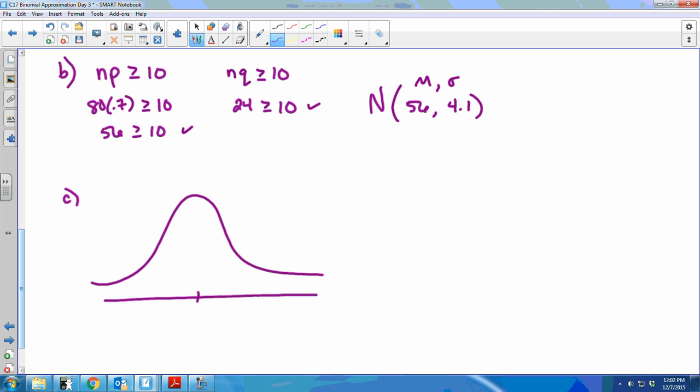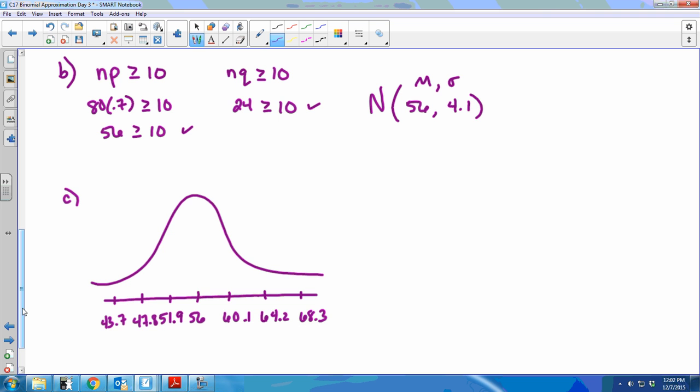Okay, so the mean was 56 and the standard deviation was 4.1, so that's 60.1 and 64.2 and 68.3, okay? And then 51.9, 47.8, and 43.7, maybe? Okay, excellent.